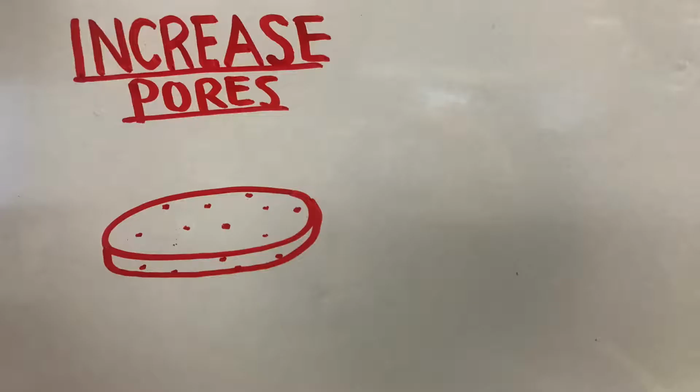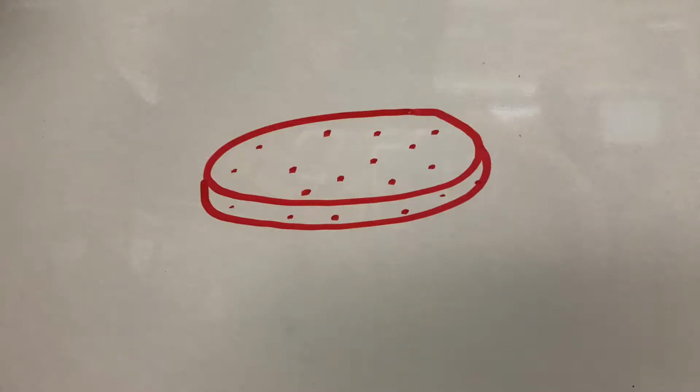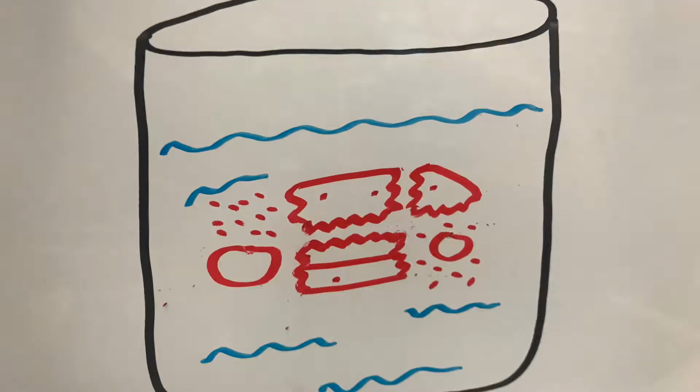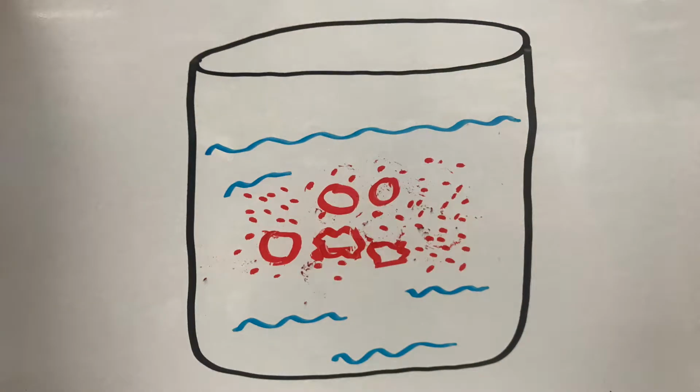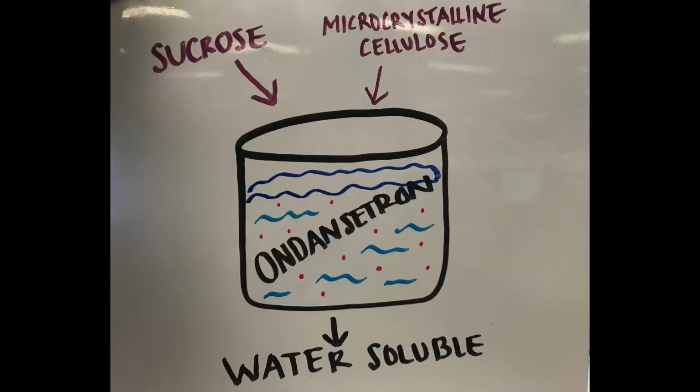In order to increase solubility, processes that increase the amount of pores in the tablet are used. This is because it allows saliva to penetrate the pores and dissolve the tablet more quickly. The process is as follows. First, microcrystalline cellulose and sucrose are added to make ondansetron water soluble.